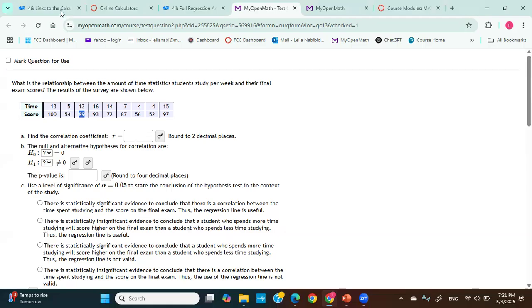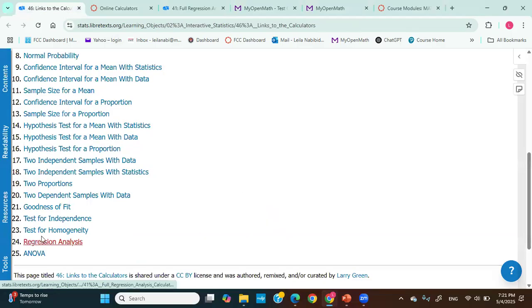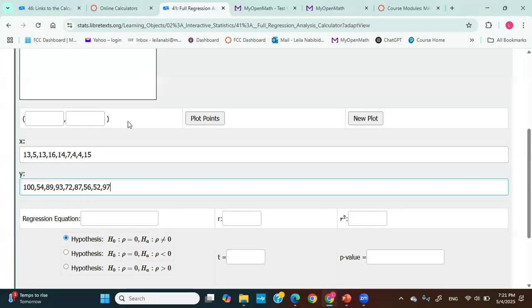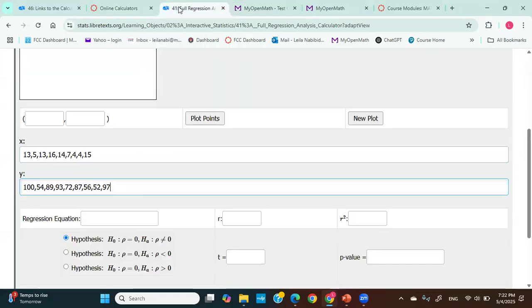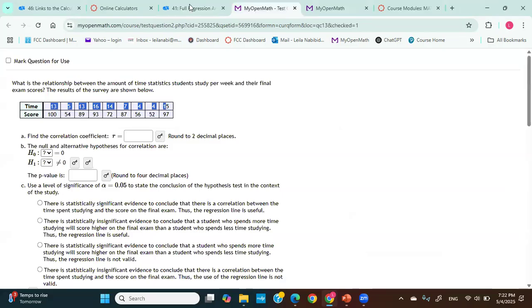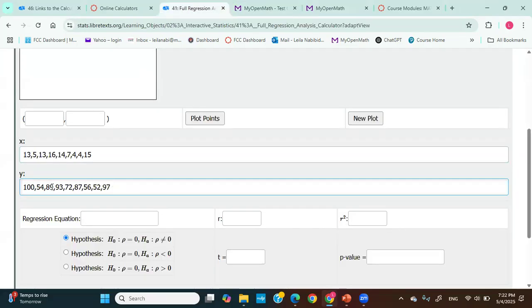Again, when you open the online calculator, you need to open calculator number 24. When you open calculator number 24, it asks you to put in all of the X and all of the Y values. X values are the time, Y values are the score. X values are 13, 5, 13, 16, 14, 7, 4, 5. And the Y values are 100, 54, 89, 93, and you see all the numbers here.